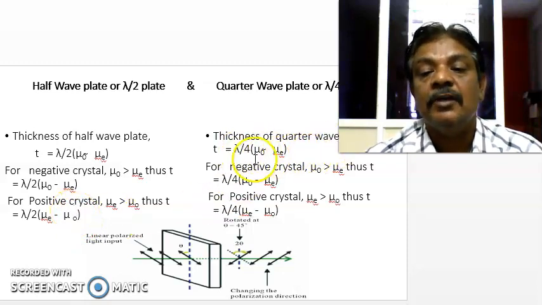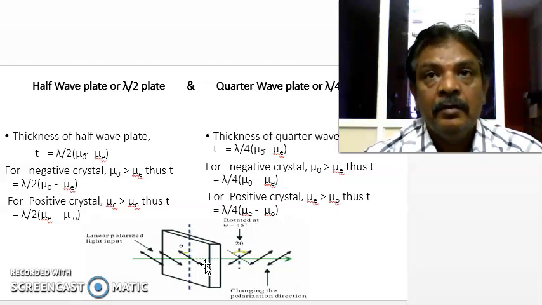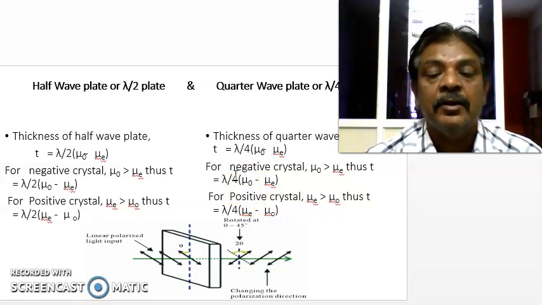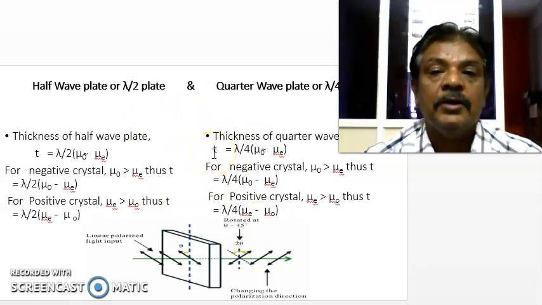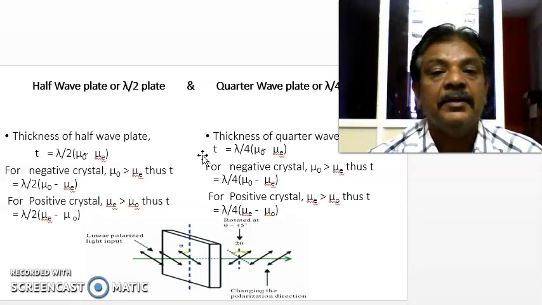Similarly, the thickness of the quarter wave plate is t is equal to lambda by 4 into mu naught minus mu e for the negative crystal, and mu e minus mu naught for the positive crystal. So these are the relations you can use whenever you want a certain path difference between the extraordinary wave and ordinary wave. These can be useful to produce circularly polarized and elliptically polarized light. Also, if we need a path difference between polarized lights, you can use this wave plate, the quarter wave plate and half wave plate.